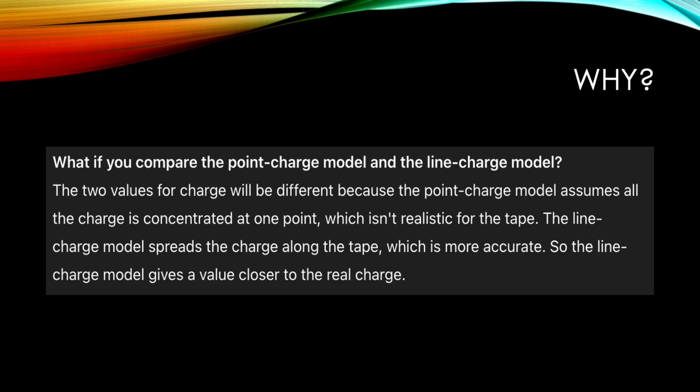Why? What if you compare the point charge model and the line charge model? The two values for charge would be different because the point charge model assumes all the charge is concentrated at one point, which isn't realistic for the tape. The line charge model distributes the charge along the tape, which is more accurate, so the line charge model gives a value closer to the real charge.